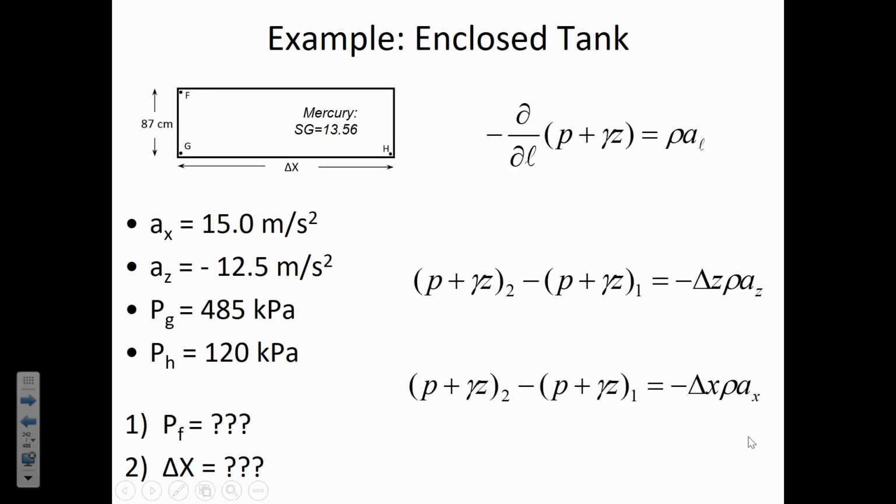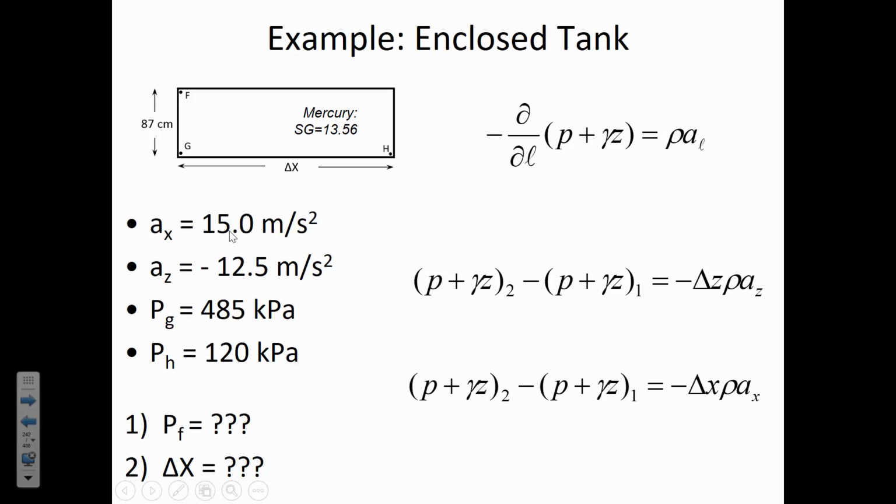Well, then with that as a warm-up, let's consider this case where we have a tank of mercury. So note that we're given the specific gravity of this fluid, and with that specific gravity we'll be able to calculate the density and the unit weight. And there's simultaneous acceleration in both the x direction and the z direction, where z is vertical.